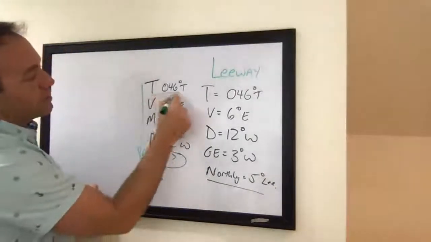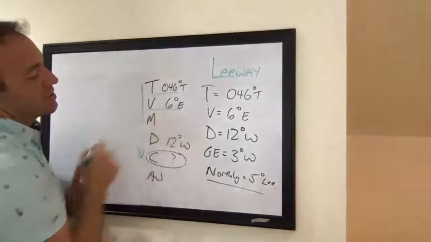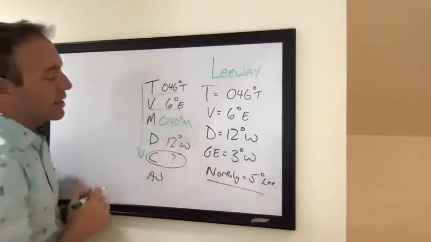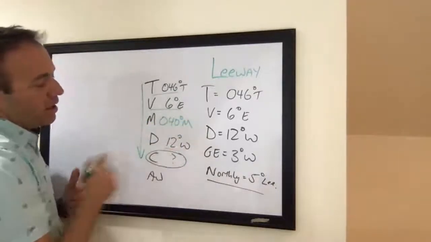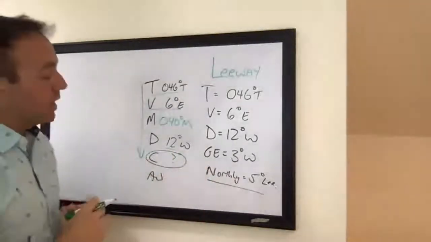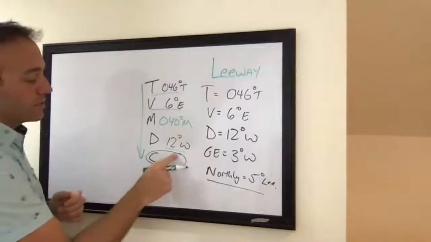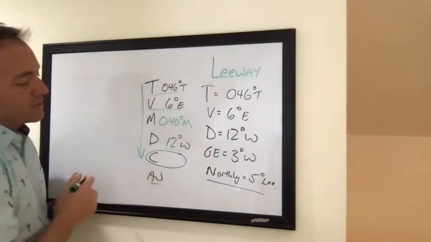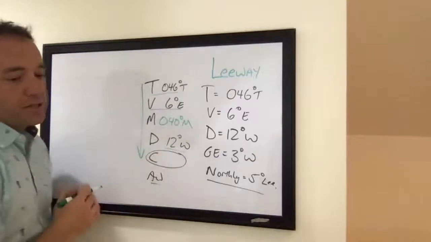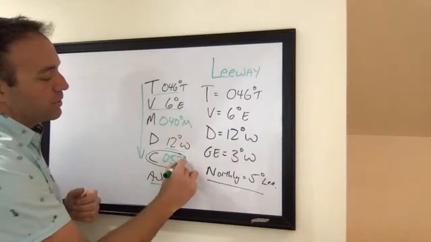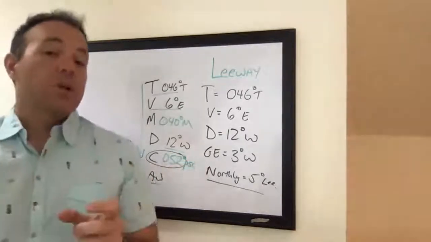So we go from 046 true, and we subtract 6 east to get 040 degrees magnetic. And then we've got 12 degrees of westerly deviation. Again, that's a pretty huge amount in real life. For math problems, it is what it is. So typically what we would do is add west in this case. So 040 plus 12 is 052 degrees PSC. Normally that's where you end the problem.